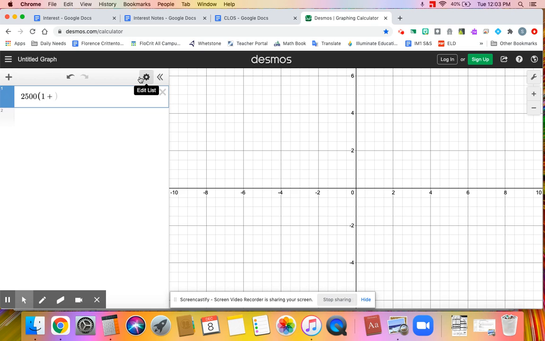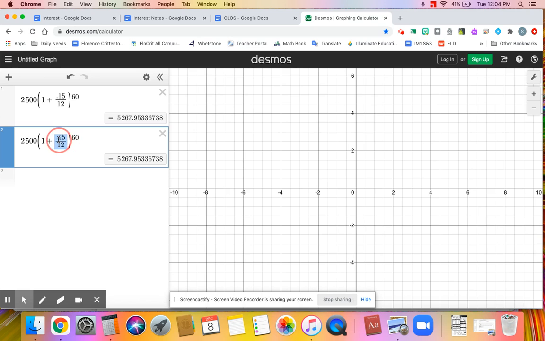2,500 times 1 plus 0.15 divided into 12 power 60. So this would be my answer, $5,267. However, note it's the same thing if I wanted to do 0.15 divided by 12 and get 0.0125. They'll give me the same answer.